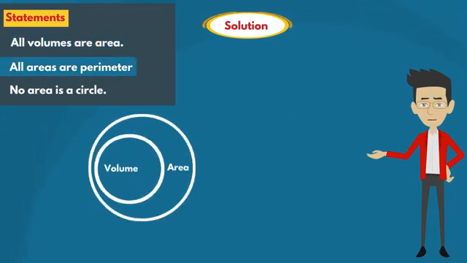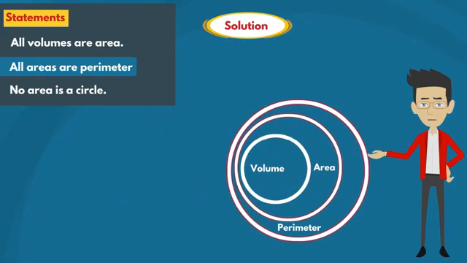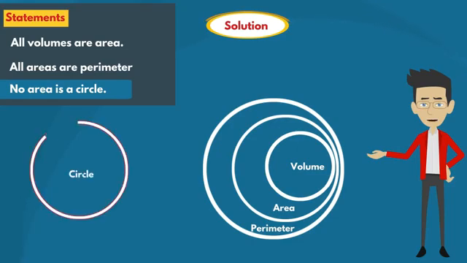Next statement. All areas are perimeter. Here, this circle represents areas and this circle represents perimeter. In the statement, all areas are perimeter. So take areas inside the perimeter circle. Next statement. No area is a circle. This circle represents circle and here no area is a circle. This is the basic diagram based on the statements.